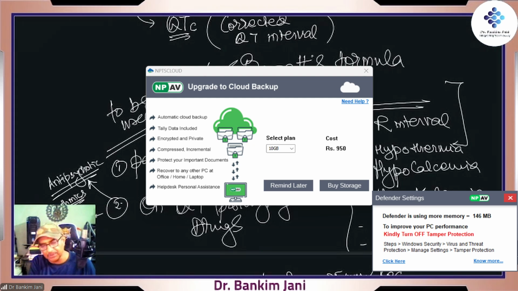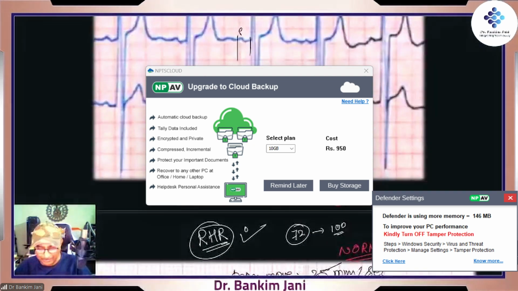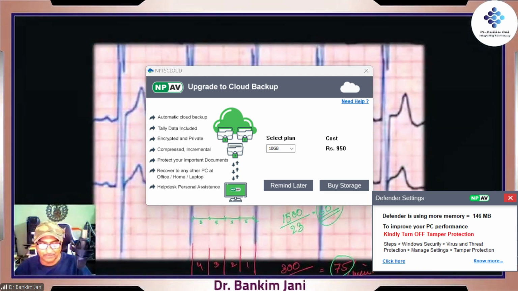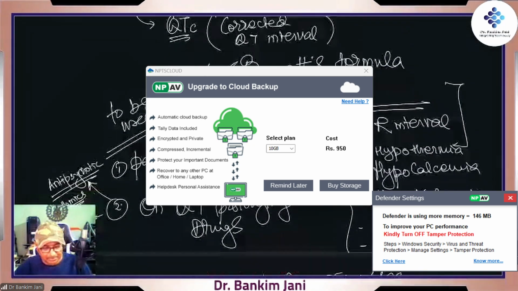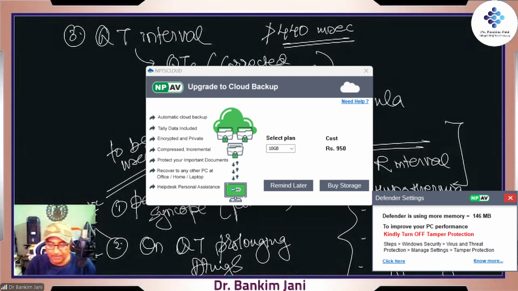But right now, just knowing this much, if you are enthusiastic, and there's nothing wrong in it, you can calculate. Right now, you know how to calculate the QT interval. You know how to calculate the RR interval. So you calculate the RR interval, take a square root of it and divide, and you will get the corrected QT interval. And it is called the QTc. Just remember, it is called the QTc, corrected QT interval.